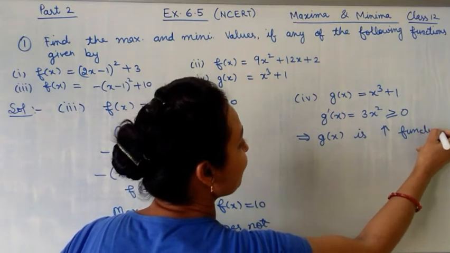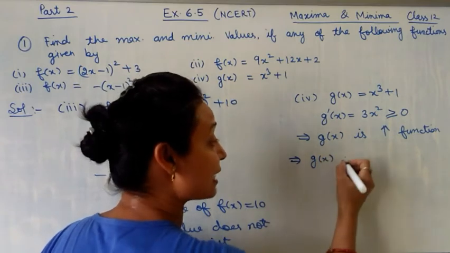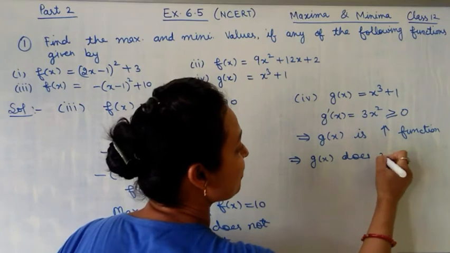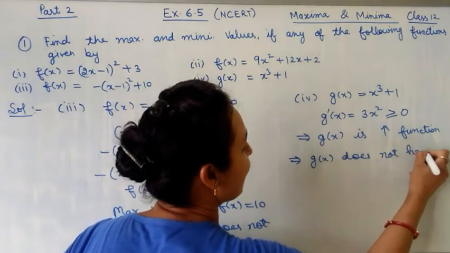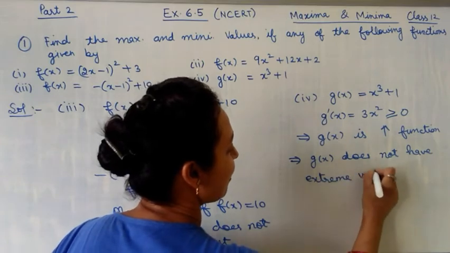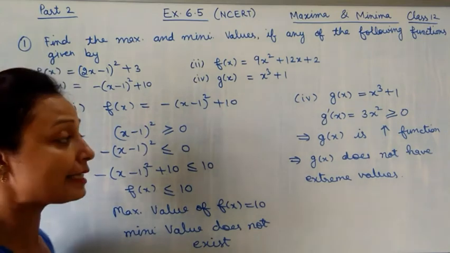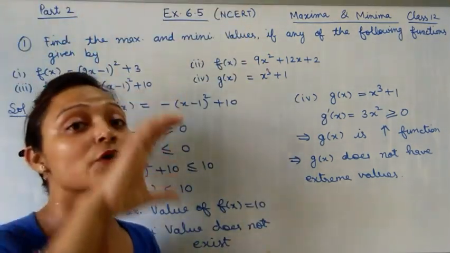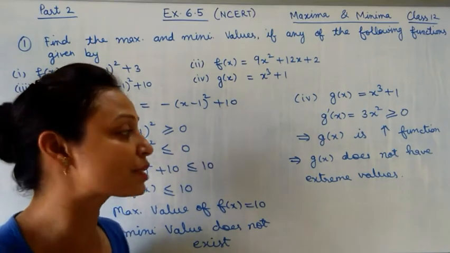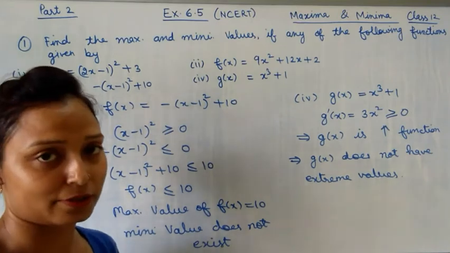This implies g(x) is an increasing function, right? It is an increasing function. This implies g(x) does not have extreme values, right? No maxima, no minima, because it is an increasing function, it does not stand anywhere. So we have no extreme values, that is maxima and minima. Now come to the second question.